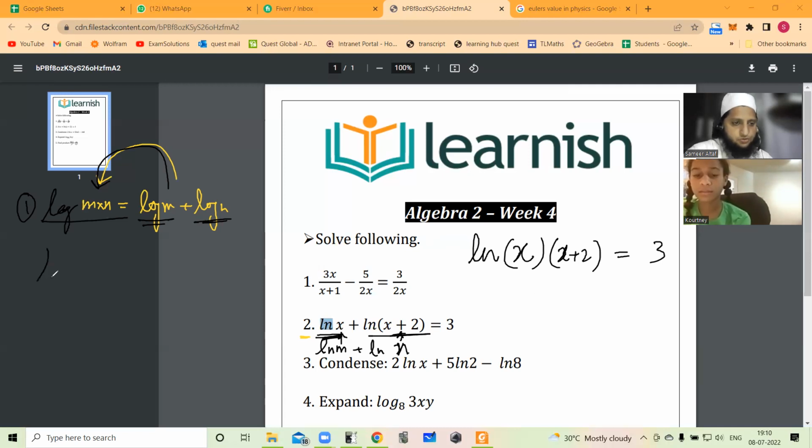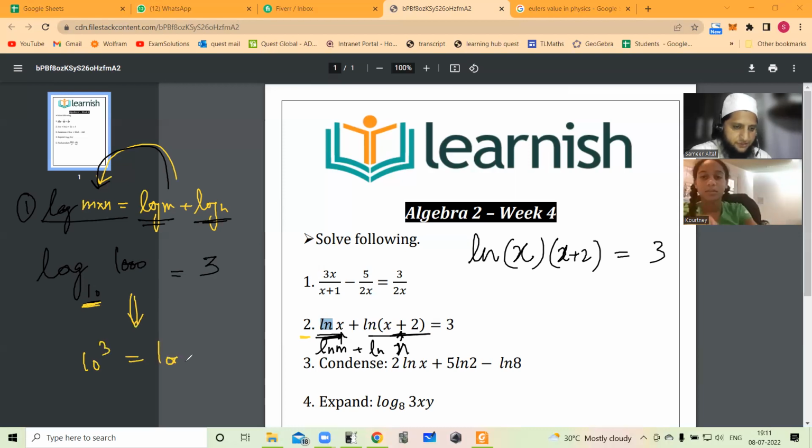As I told you, log of any number, like log of 1000 to the base 10 equals 3, means what do we have to raise 10 to the power of in order to get 1,000? Correct. So this can be written as 10 to the power 3 equals 1000, right? Now think about the same thing here.